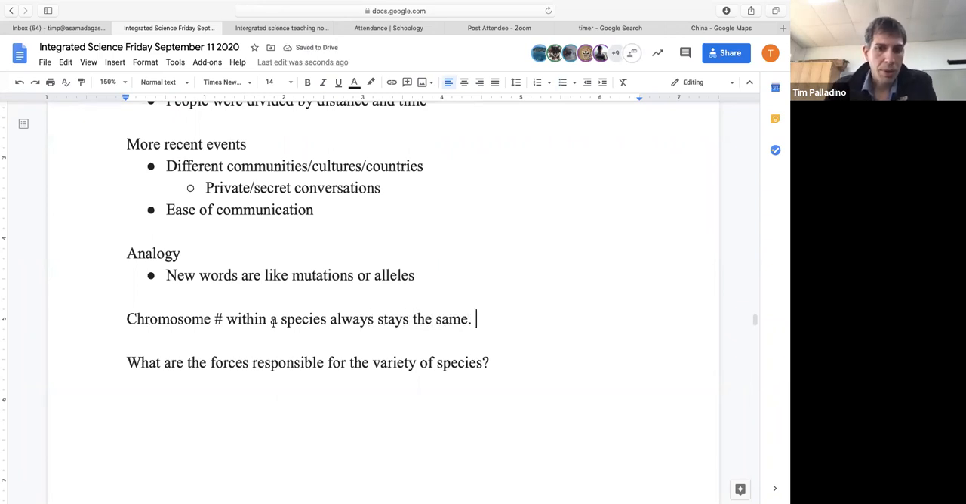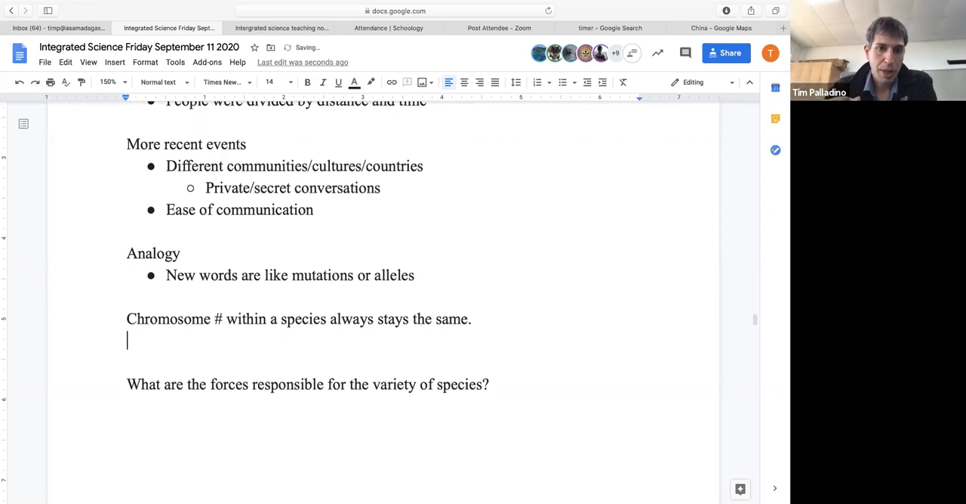Okay, so that's important. The thing that does change are the alleles. So remember, genes are carried on the DNA, they're carried in the chromosomes, but the alleles can change. What the gene does, like, does it code for brown hair or blonde hair or blue eyes or brown eyes, that can change, okay, over time. And we're going to talk about how that changes today.